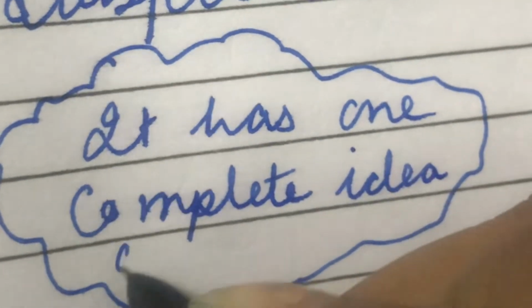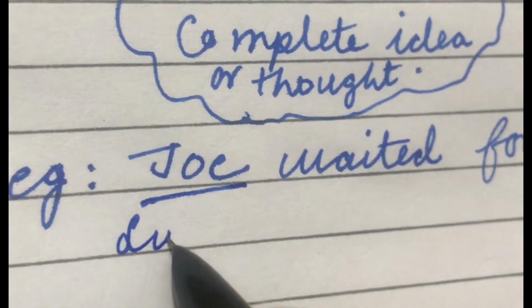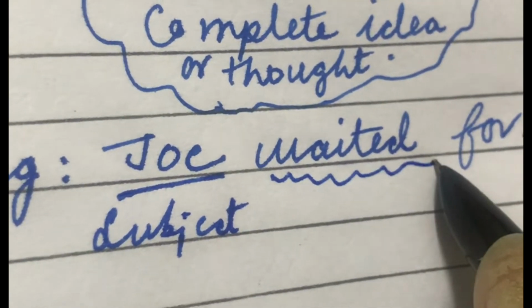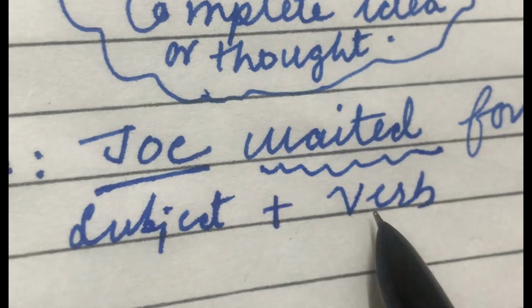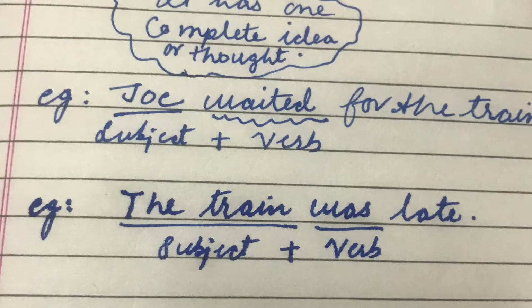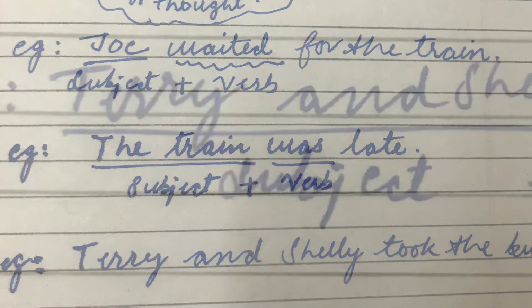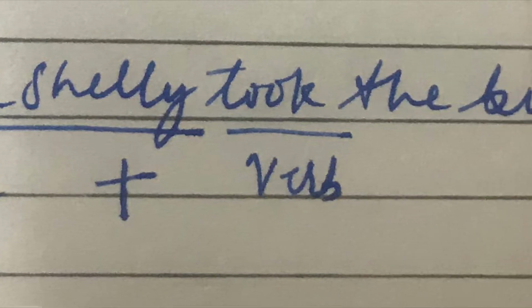So now let's look at an example. For example, Joe waited for the train. In this sentence, Joe is the subject and waited is the verb. So this complete message is composed in an independent clause. Now the second example is the train was late. In this sentence we have the subject, train, and was is the verb. In the third example, Terry and Shelley took the bus. So Terry and Shelley together is the subject in the sentence. Took is the verb.